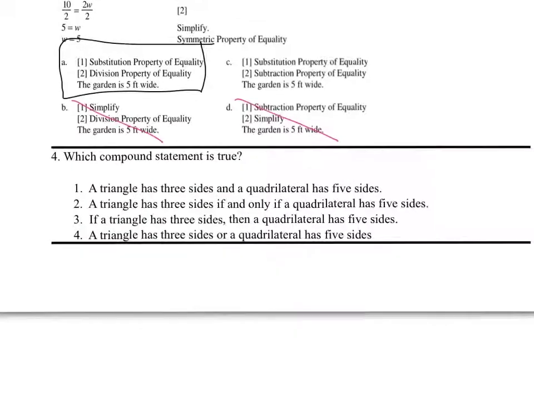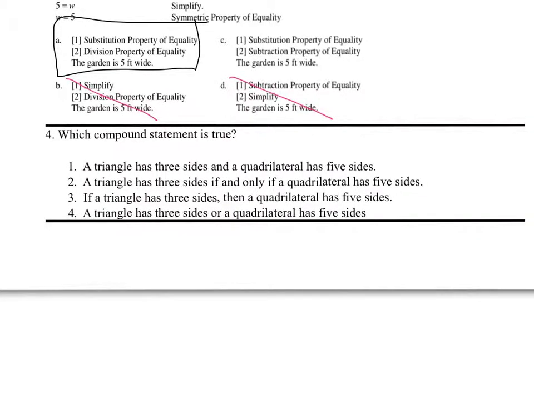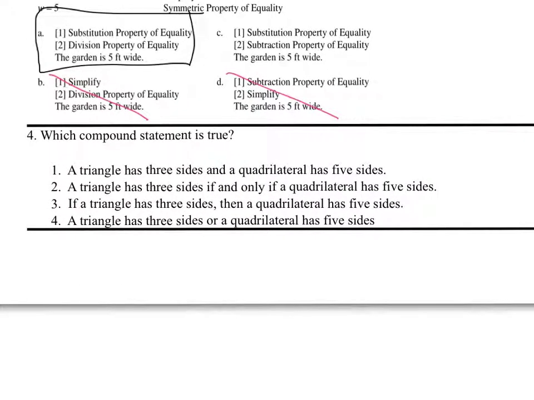Question number 4. What compound statement is true? Again, we're looking for compound statements. If it's an and, we know it's got the hat. And for ands to be true, both parts have to be true. If it was an or, well, for ors, we only need one true in order for a statement to be true, because it says or. So let's see what happens.